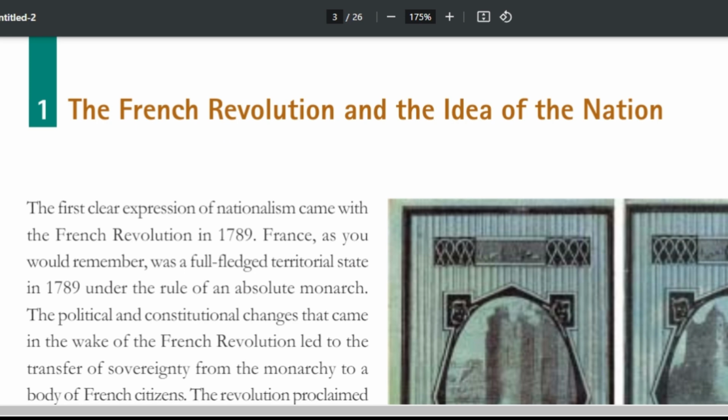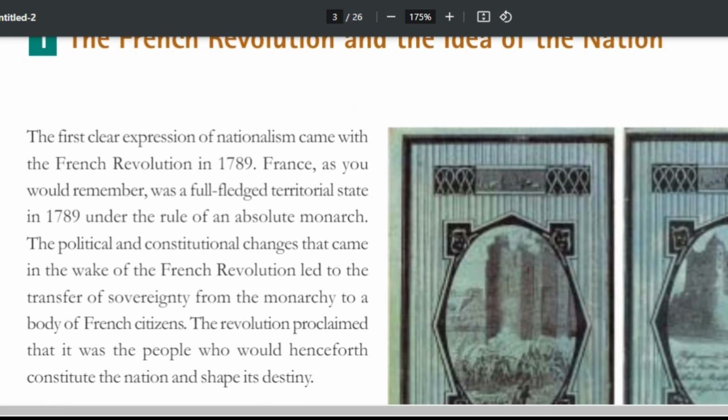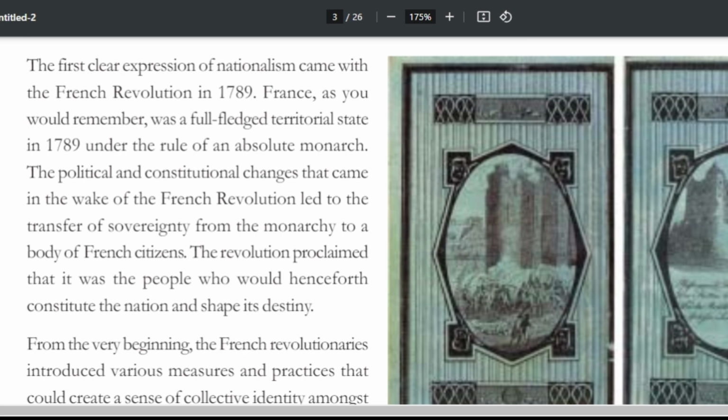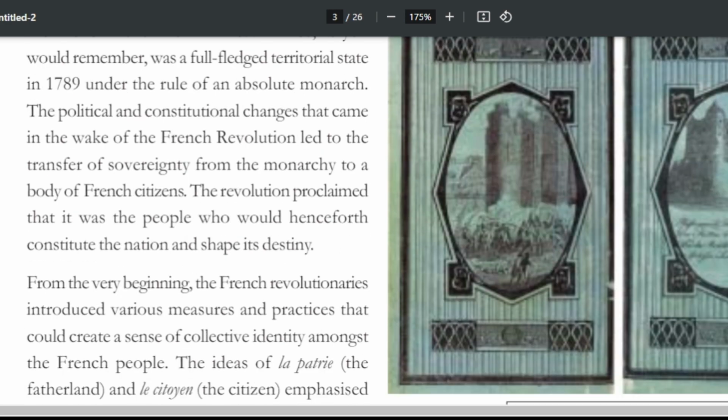First topic, the French Revolution and the idea of the nation. The first clear expression of nationalism came with the French Revolution in 1789. France, as you would remember, was a fully fledged territorial state in 1789 under the rule of an absolute monarch. The political and constitutional changes that came in the wake of the French Revolution led to the transfer of sovereignty from the monarchy to a body of French citizens. The Revolution proclaimed that it was the people who would henceforth constitute the nation and shape its destiny.